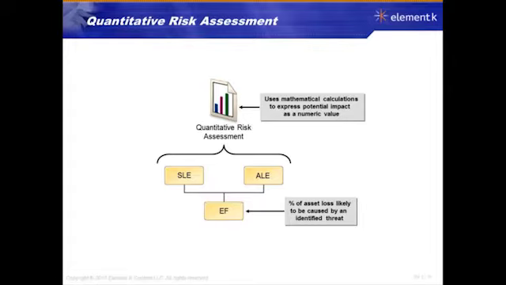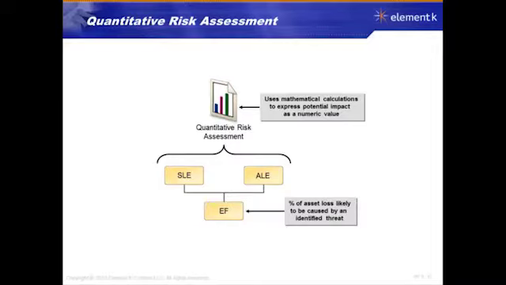To get the single loss expectancy, or SLE, we take the asset value and multiply it by the exposure factor. So generally written out as AV times EF. That gives us our SLE, or single loss expectancy. How much we're going to lose in a single attack.